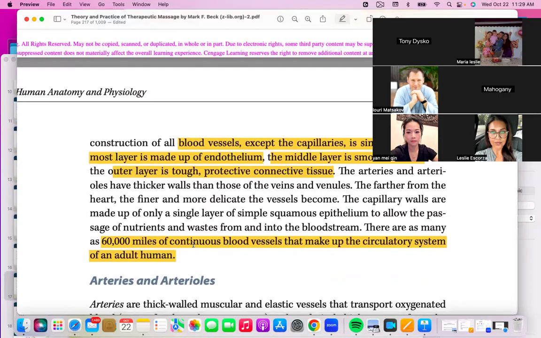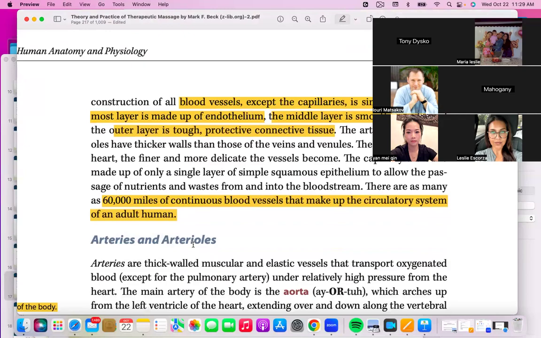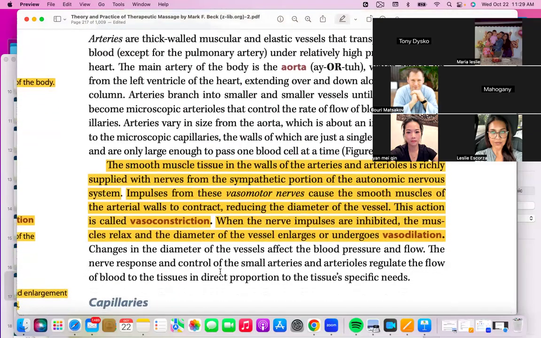Okay, and there's over 60,000 miles of blood vessels that make up the circulatory system in your body. So if you would run those veins and vessels on a line, we'd collect 60,000 miles. Okay, now the smooth muscle tissue wall of the arteries and arterioles is richly supplied with nerves from the sympathetic portion of the autonomic nervous system. So the sympathetic portion of the nervous system is the fight or flight, and the autonomic nervous system is the automatic functions of the body that you don't have a say in.